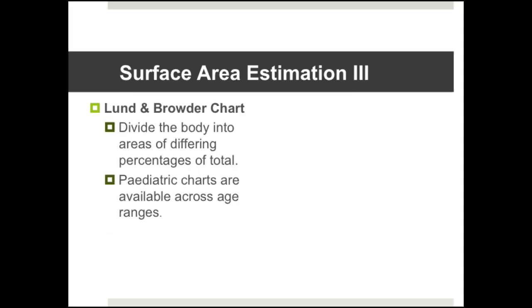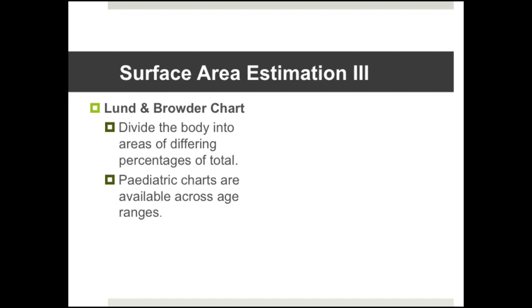London-Browder chart, in my opinion, is something that we should be using all the time if we're able to when it comes to estimating surface areas of burns. What it does is it divides the body into different areas with different percentages, which add up to the total of 100%. And in different age groups, there are different London-Browder charts to accommodate the changing head-to-body ratio and limb-to-trunk ratio.